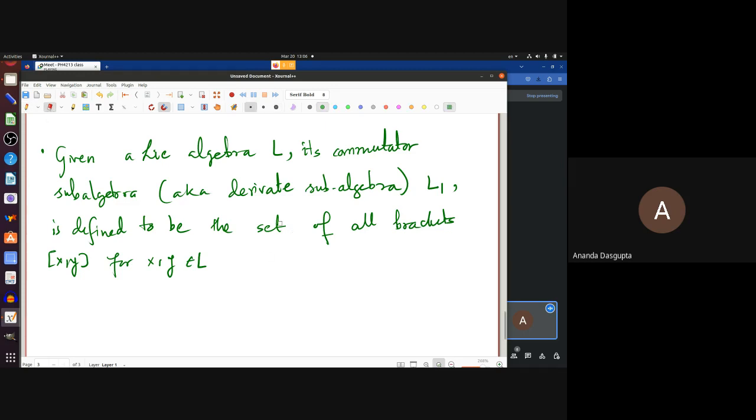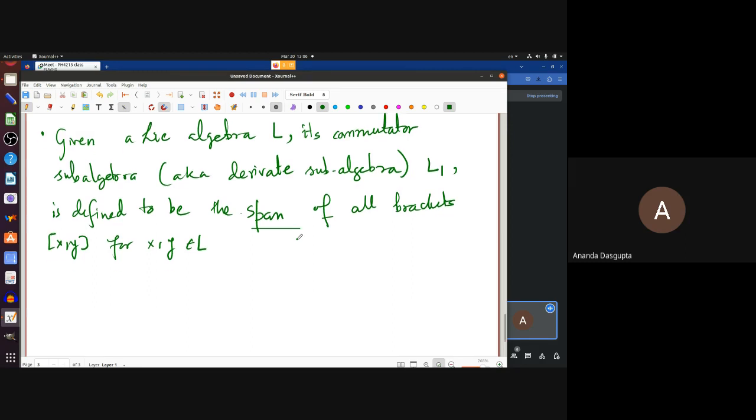Should not be, because that's not the definition. It is the span of, not the set of. That means you take all the brackets, form all possible linear combinations. Okay? We will see why you need a span instead of set soon, but let me give you an example to make this a bit clearer.